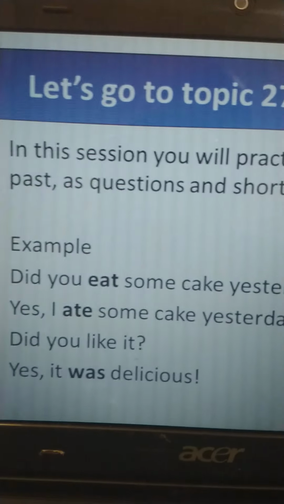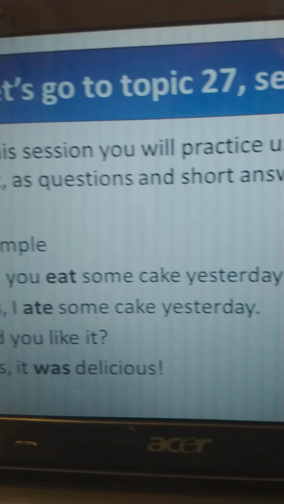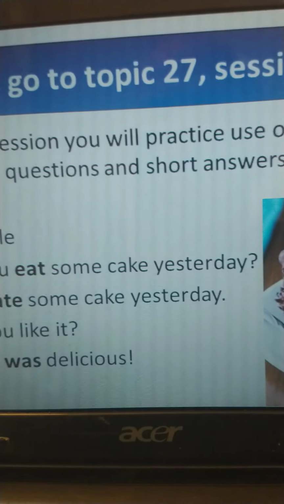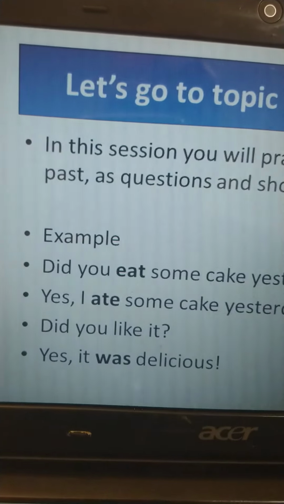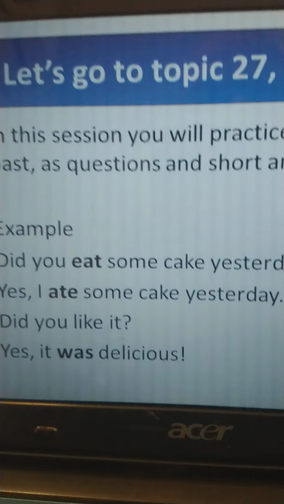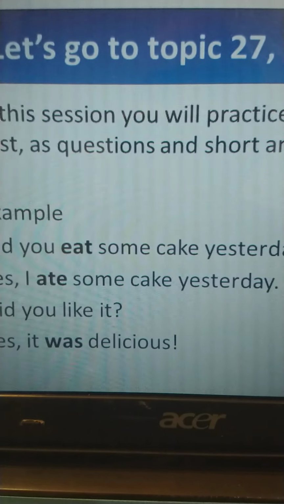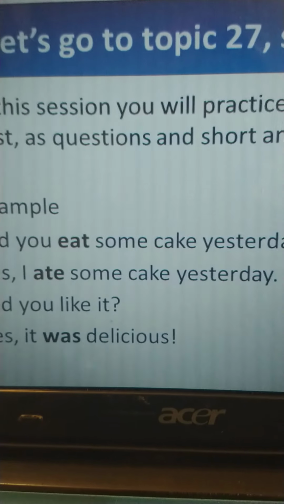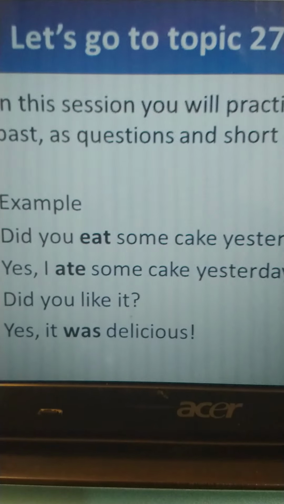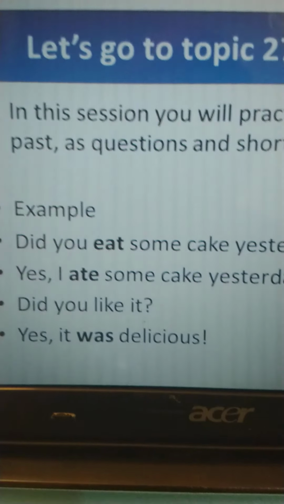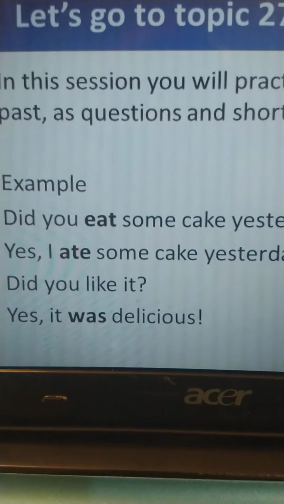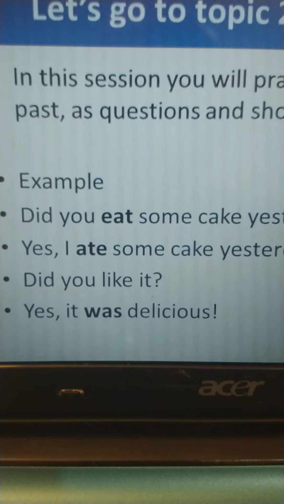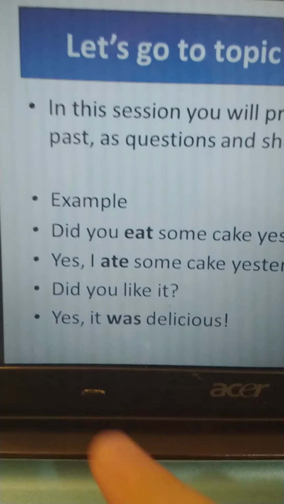Now we're going to be working on topic 27, session 1, and we're going to talk about verbs in past and questions and short answers. So we're going to be using some verbs first. This is session 1, so we need to get familiar with the content first. Okay, and here we have an example.